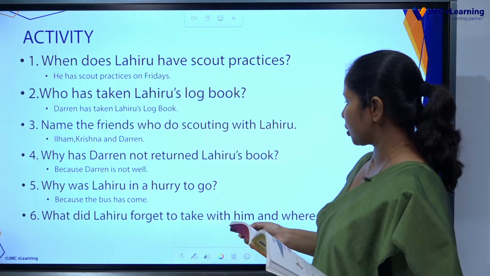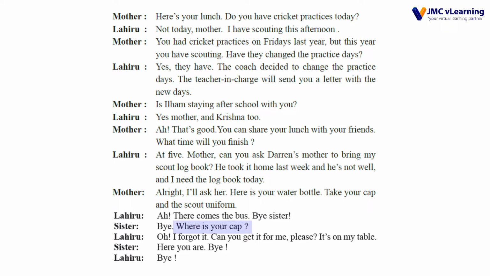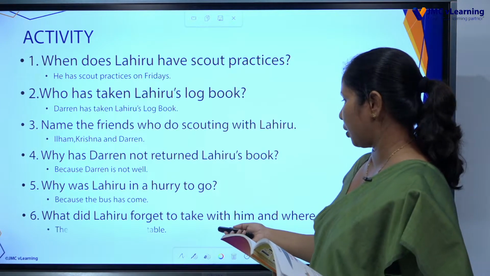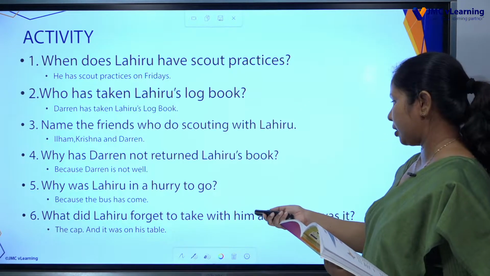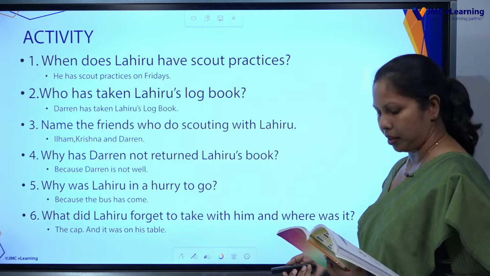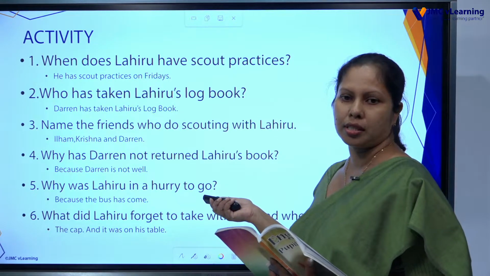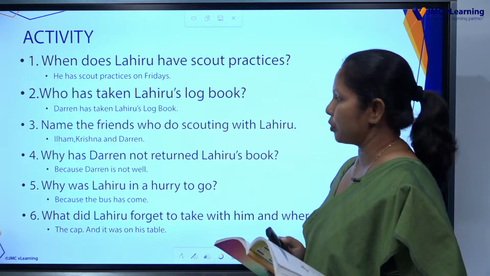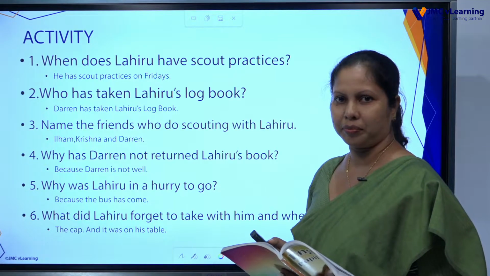What did Lahiru forget to take with him and where was it? Sister is asking, where is your cap? Then Lahiru says, I forgot it. Can you get it for me please? It's on my table. So he forgot his cap and it was on his table. This is how you need to answer the questions from the role play. Let's go to the next activity.